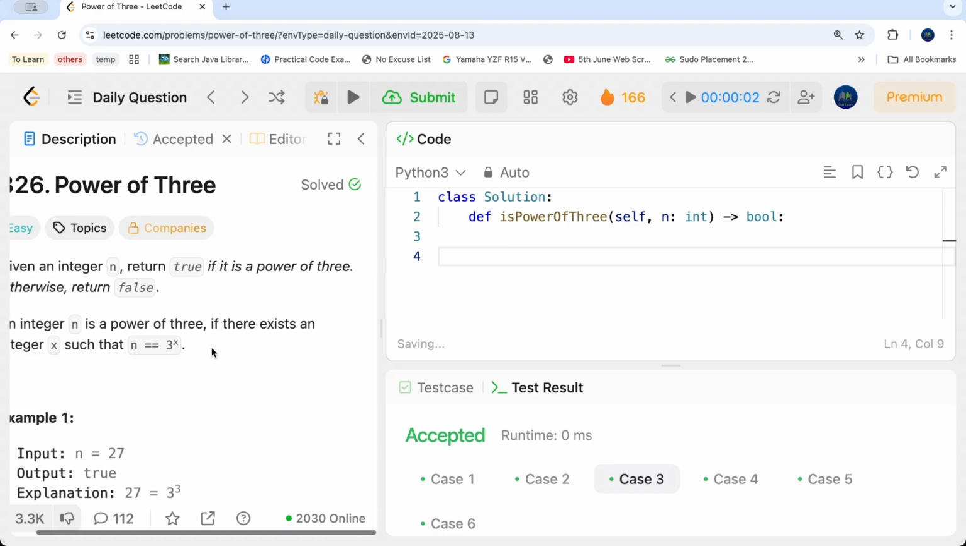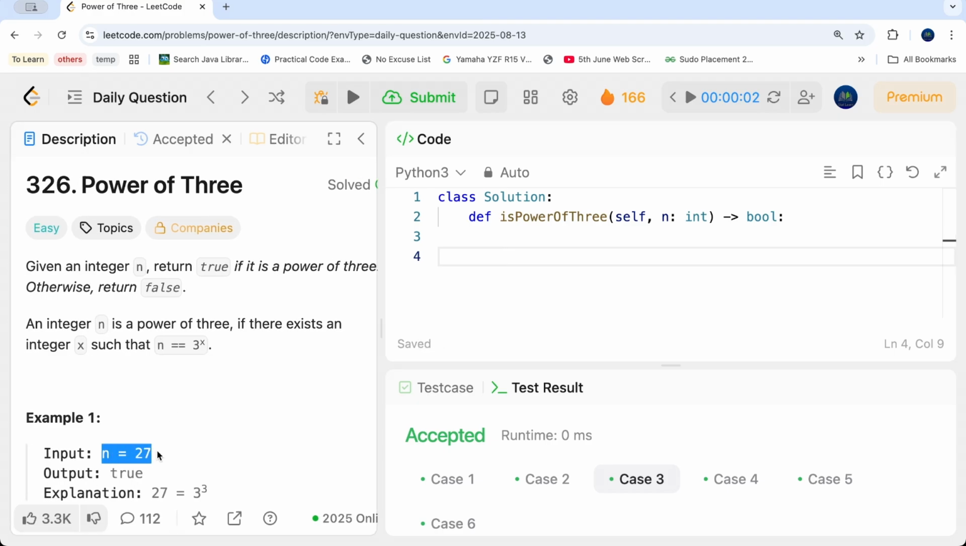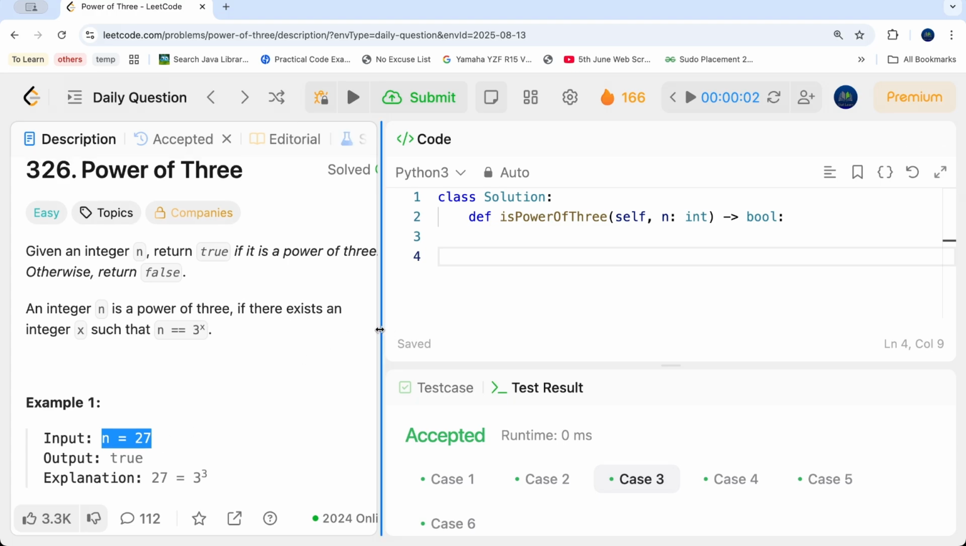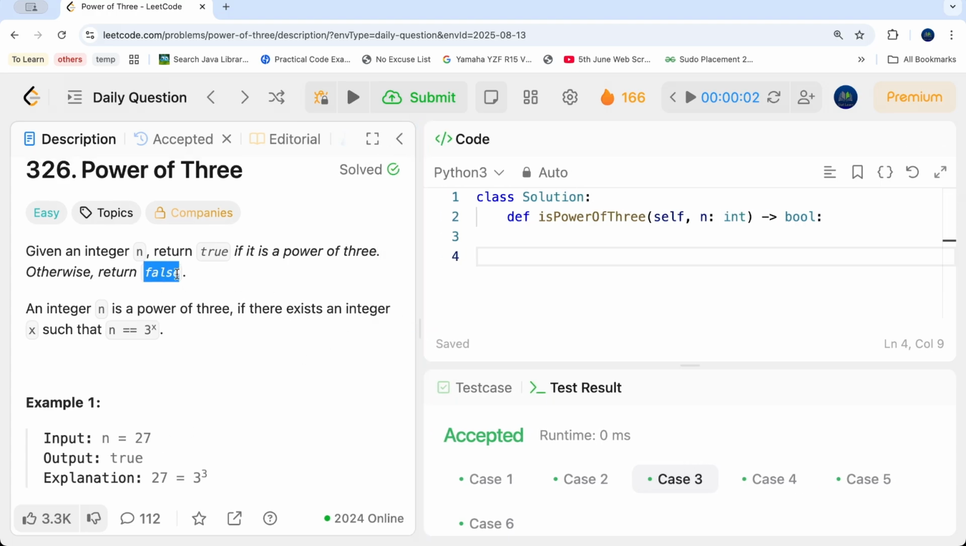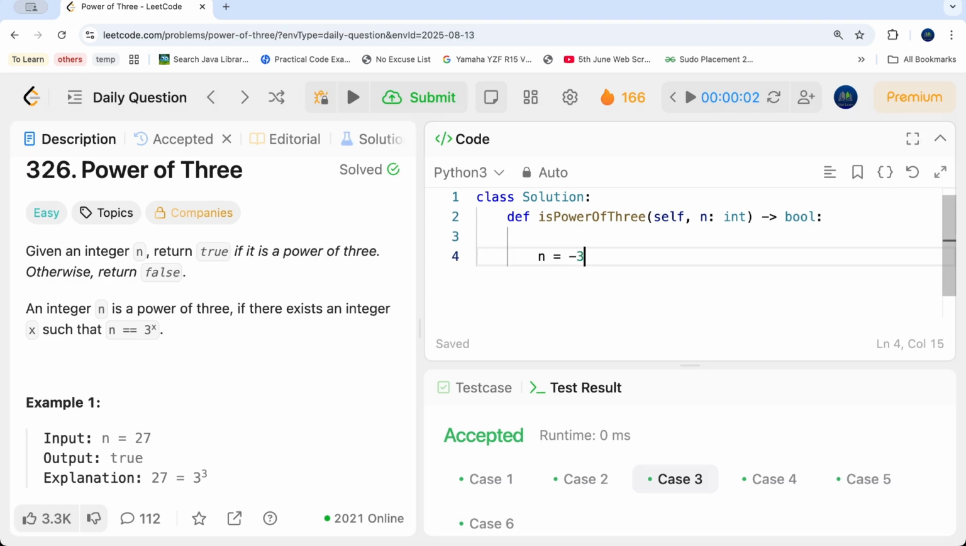Now first of all you will have to understand that if the value of n is less than or equal to 0, in that case we are always going to return false, because we have to return false if n is not a power of 3. If we have an integer n as an input and the value is, let us say, equal to minus 3, so now you don't have any number x such that 3 to power x will be equal to minus 3.